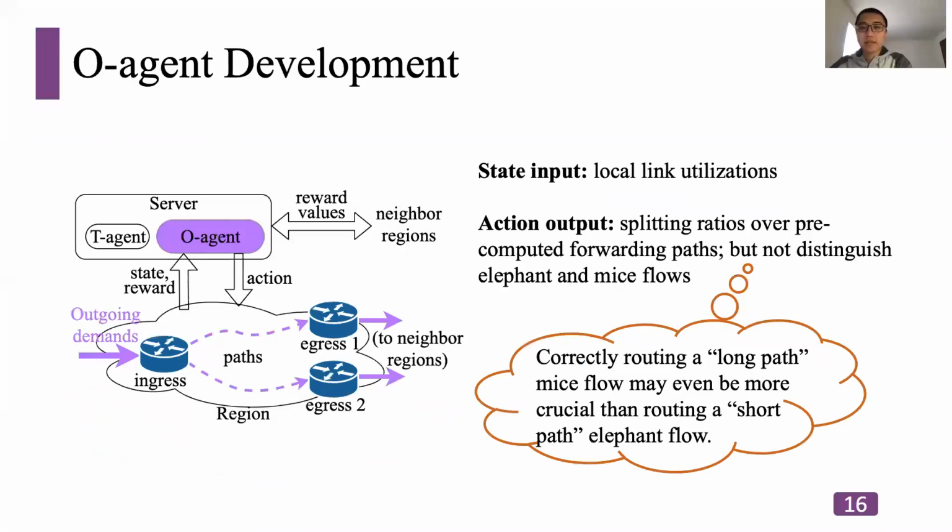Next, we develop O agents. The state input and action output of O agents are similar to T agents. The main difference of O agents is that we don't distinguish elephant flows and mice flows in our design. For O agents, outgoing traffic flows can affect the congestion of all regions on its path. Correctly routing a long path mice flow may even be more crucial than routing a short path elephant flow. So we make adaptive routing decisions for all outgoing traffic in each region.